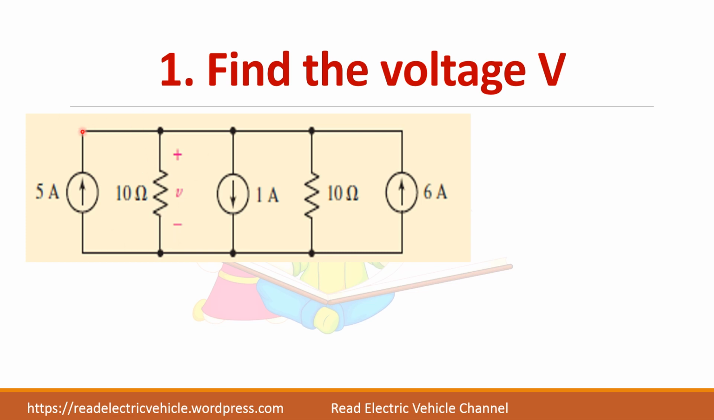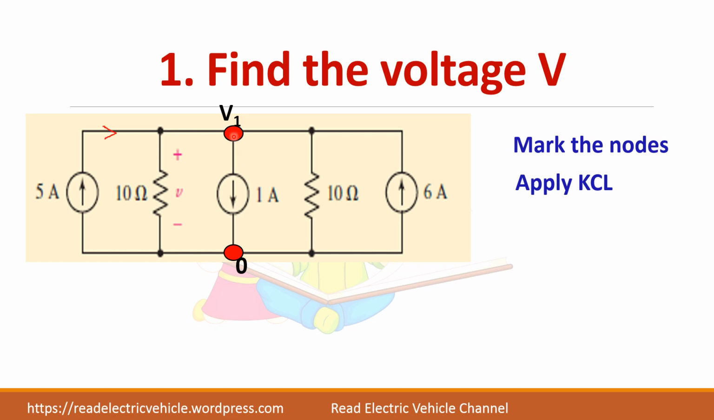You see here, first step is identifying the nodes. So you mark the nodes here. In this case, there are only two nodes. All the elements are connected to a single point. Similarly, on the bottom side also, all the elements are connected to the same point. So this point I can take as the reference node, and this is labeled as V1 or V, anything you take. So you need to write only one equation because the second node is a reference node.